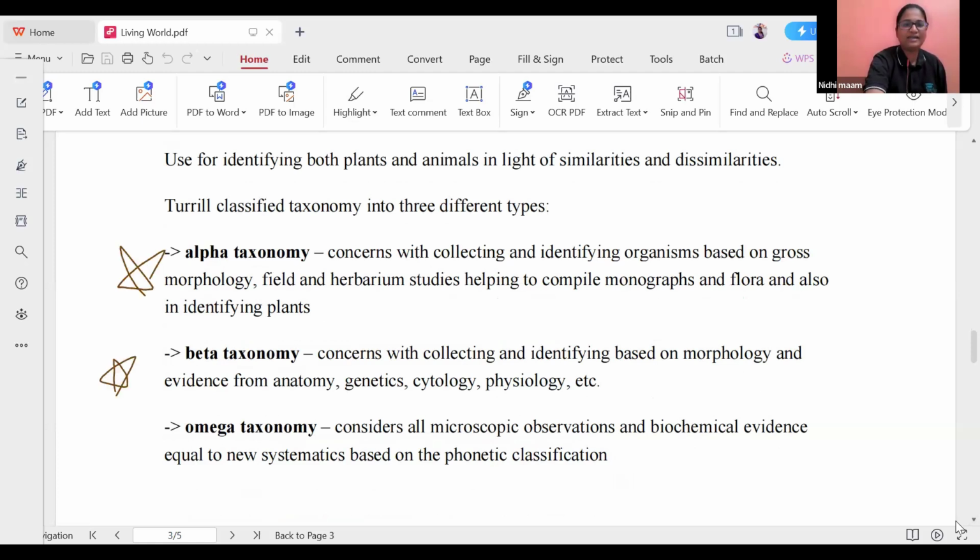Alpha taxonomy concerns collecting and identifying organisms based on their morphology, how they look, the external features, field and herbarium studies.